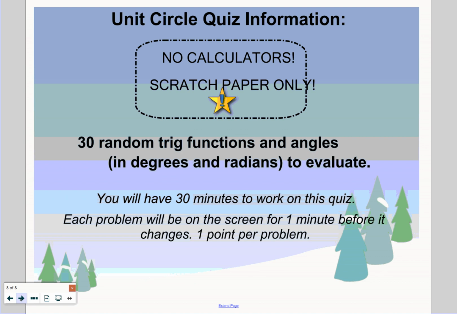You can always, as you have time, fill out more parts of the circle as you go. The circle itself will not be graded. I will never ask you guys to fill out a unit circle and grade it. The 30 questions where you are evaluating the trig functions will be graded, and they must be exact.